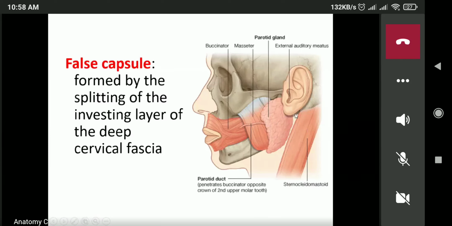So this parotid gland is the major salivary gland, the largest one, and is covered by the inner true capsule, that is the condensation of the fibrous stroma of the gland, and the outer false capsule, that is formed by the investing layer of the deep cervical fascia.